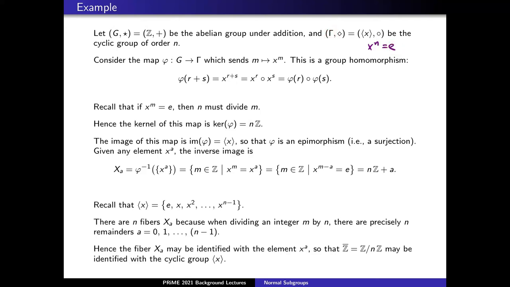And we're going to define the following map. So we're going to have phi from G to gamma, where an integer m is mapped to x to the m. This is a group homomorphism, because if we take phi of r plus s, that maps to x to the r plus s. But exponent rules then gives us x to the r, circle x to the s. But now we have x to the r is phi of r, and then x to the s is phi of s. So we have phi of r, circle phi of s.